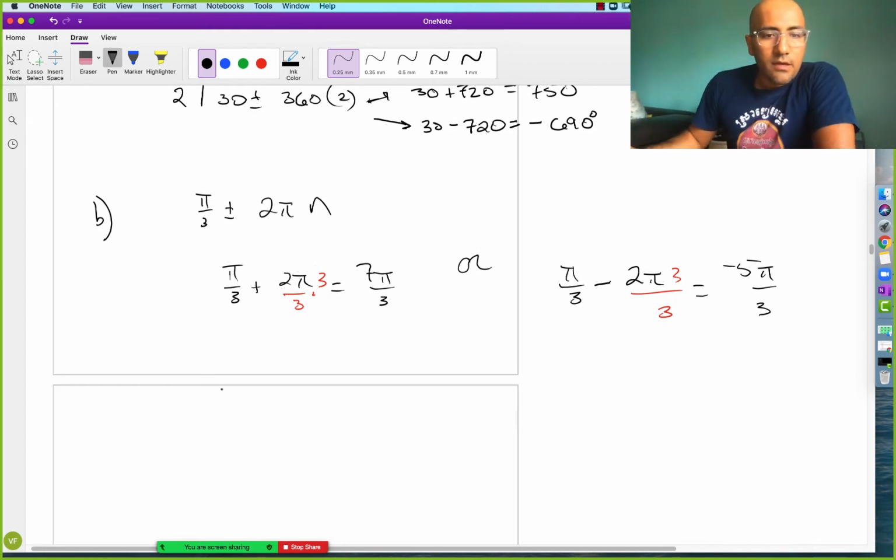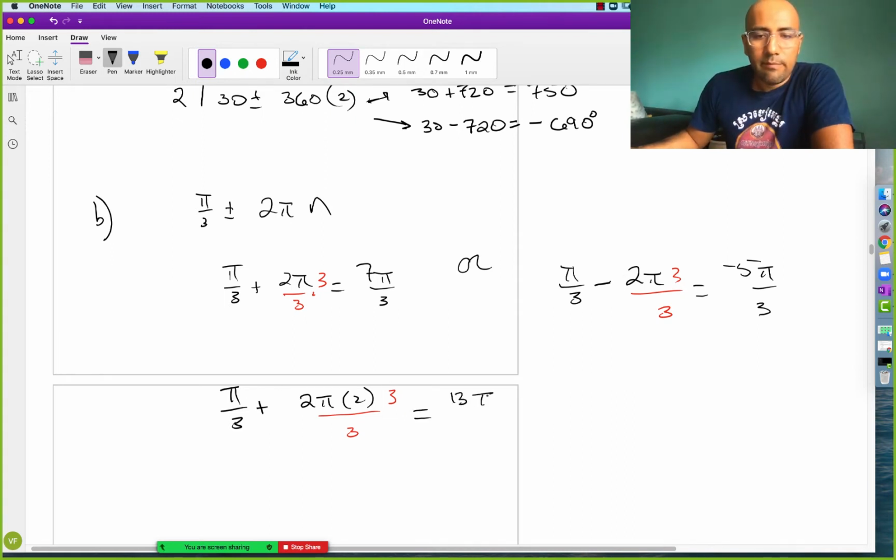It doesn't matter. Pi over 3 plus, say, 2 copies of pi over 2. That'll give us another coterminal angle. Again, I'm going to need a common denominator every time, so I'm going to have to put a 3 there and a 3 there. So that would be 4 times 3 makes it 12, plus 1 makes it 13. So 13 pi over 3 is another coterminal angle. Good? So we have that pi over 3.